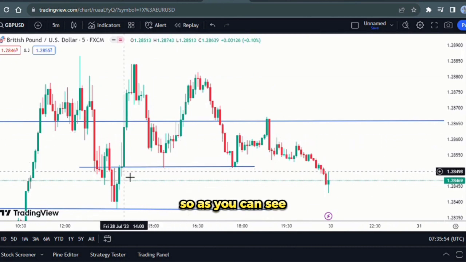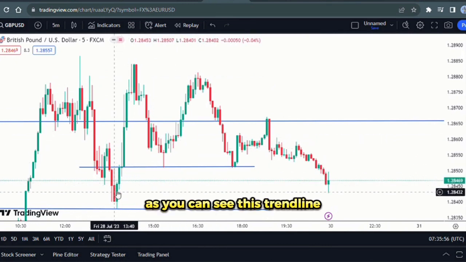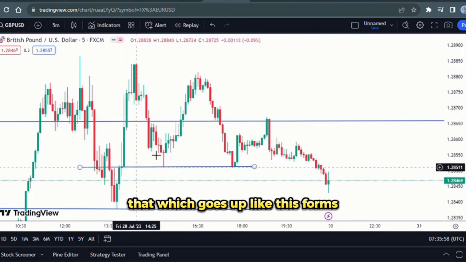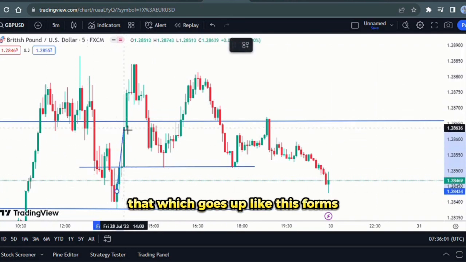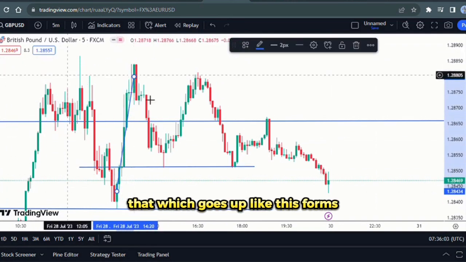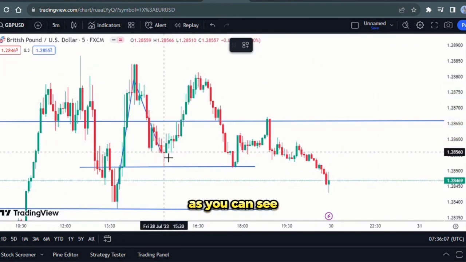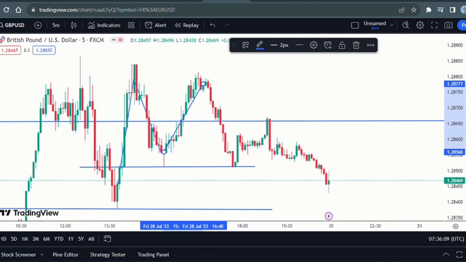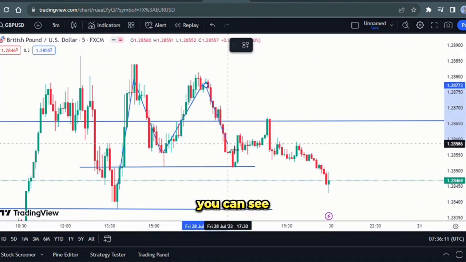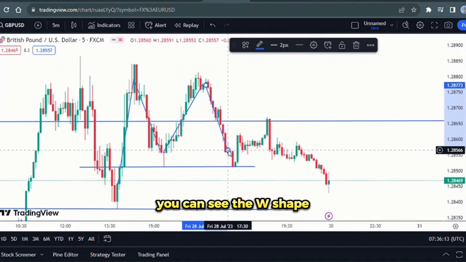So as you can see, this trend line which goes up like this forms like a W. You can see the W shape. So this is where I waited for the market.